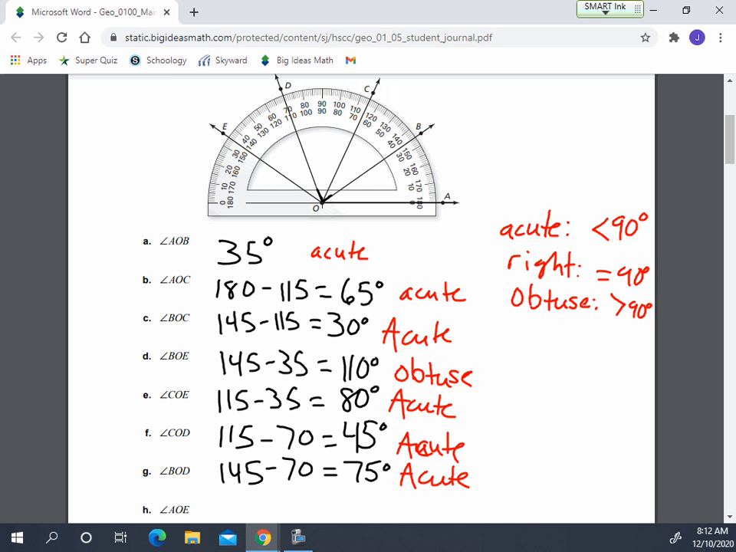And that last one, AOE. It's our biggest angle on there, AOE. We can say 180 minus 30. It's equal to 150. And that's not acute, that's obtuse.